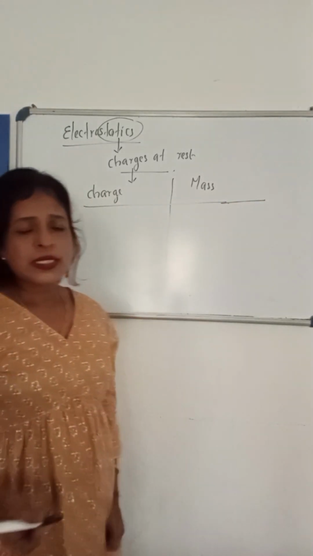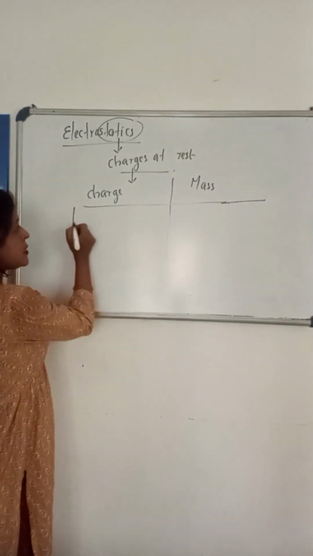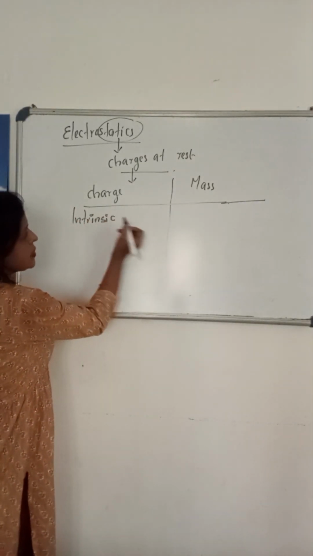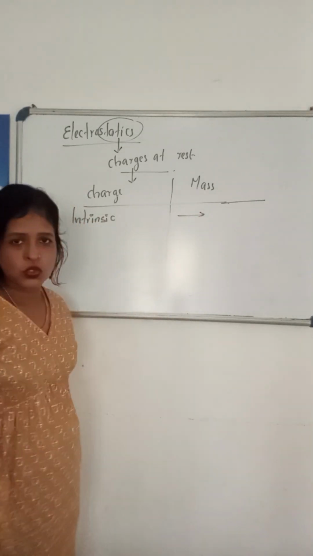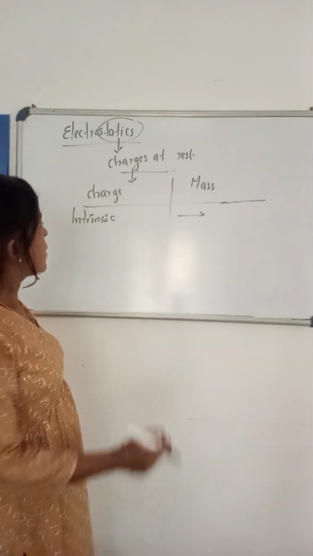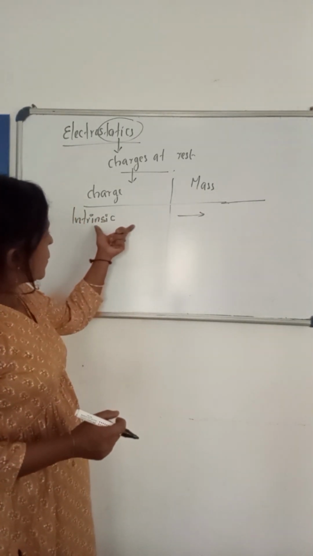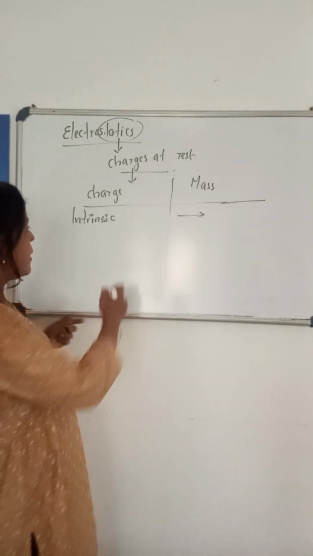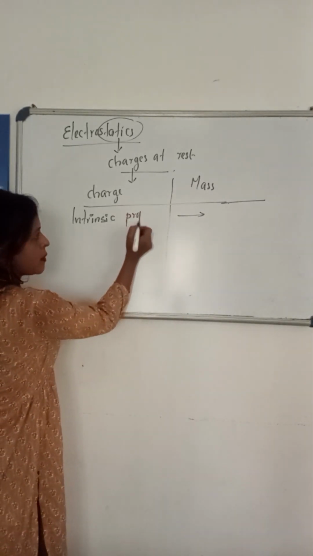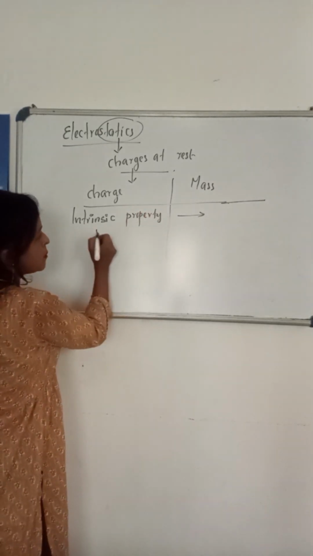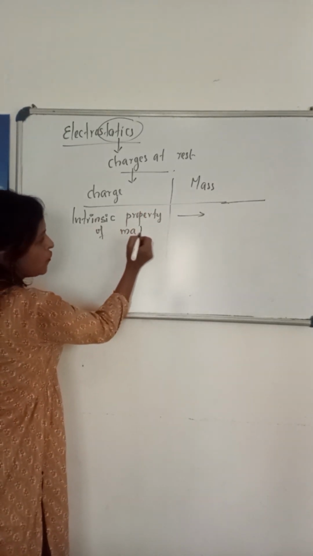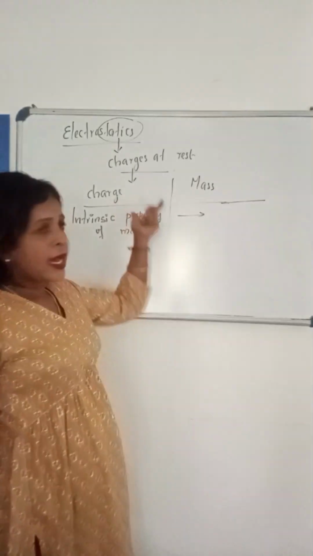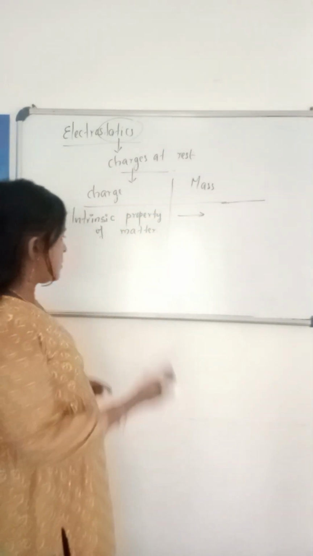The first similarity is that it is intrinsic in nature. Charge is an intrinsic property of matter, and mass is also an intrinsic property of matter. And there are two types of charges.